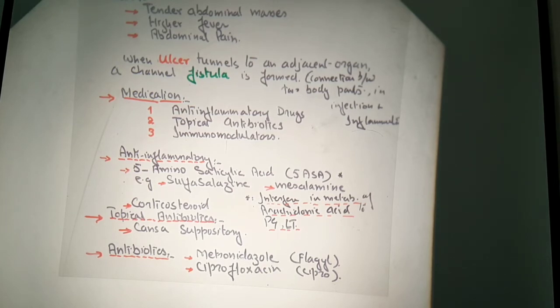Next are the corticosteroids. These are steroids in nature, and they are also responsible for the inhibition of the synthesis of prostaglandins, leukotrienes, cyclooxygenase, and the other components responsible for inflammation. Now, next is the topical antibiotic, that is cancer suppository. Cancer suppository is a topical antibiotic.